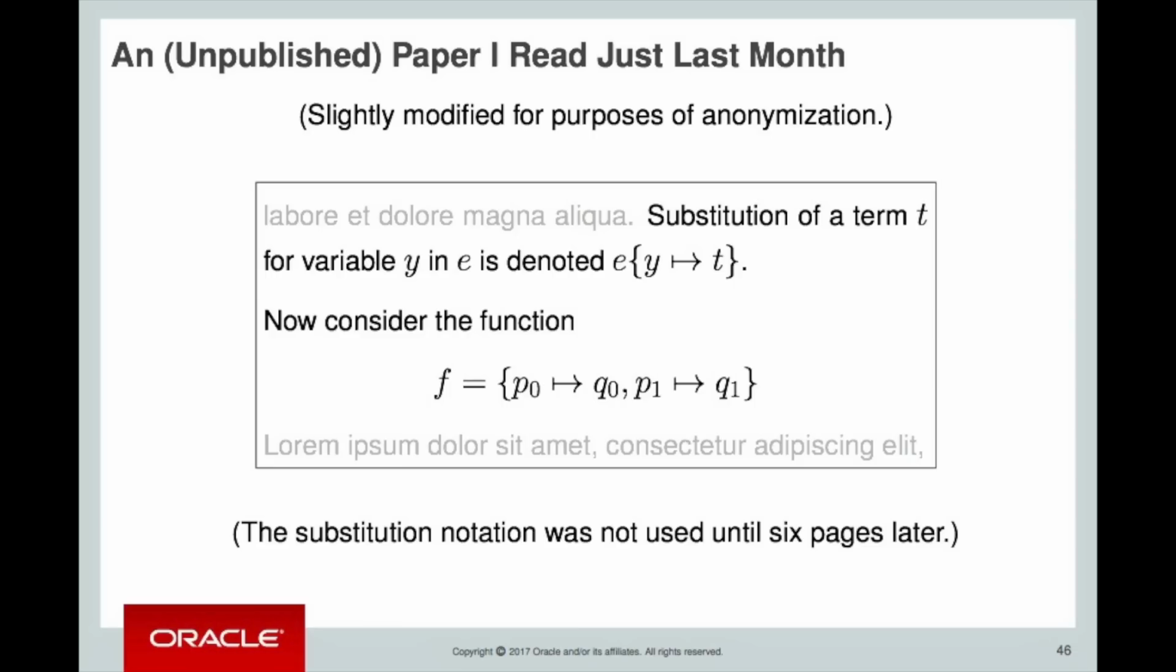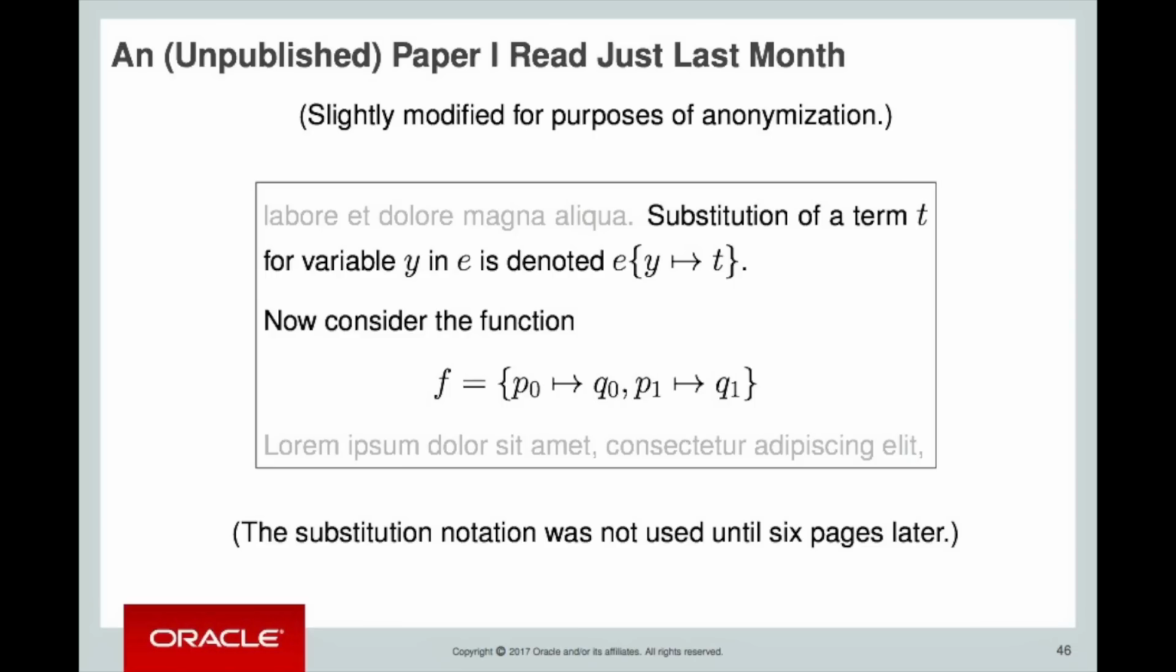An unpublished paper I read just last month, and I've anonymized it slightly to protect the guilty, read roughly like this. At the end of a paragraph, they very commendably say, substitution of a term t for variable y in e is denoted by this notation. E with braces, y maps to t. Now consider this function. F with p0 maps to q0 and p1 maps to q1. And I glitch and say, huh? Wait, is this an example of that substitution notation they just called out? But the expression is missing.